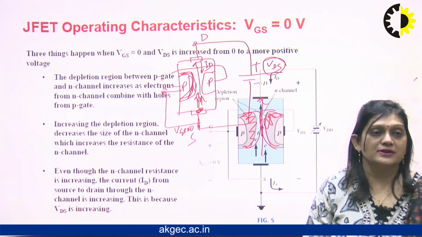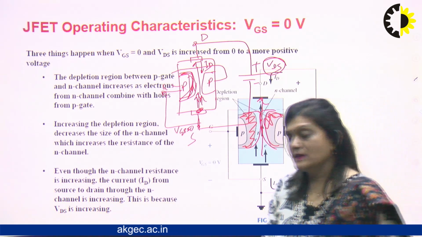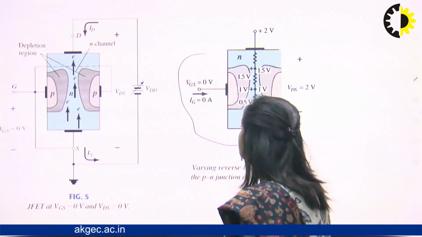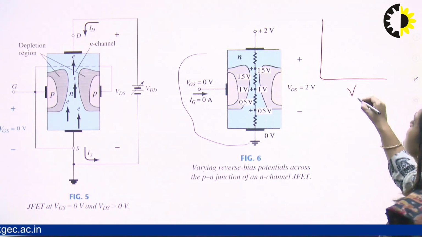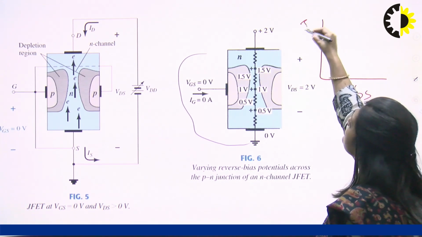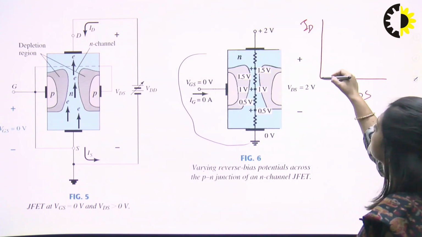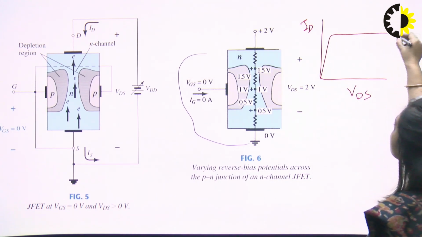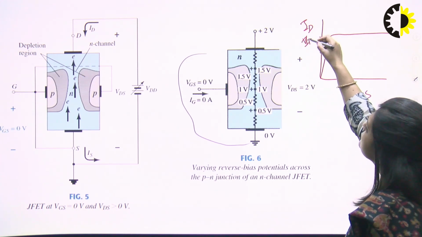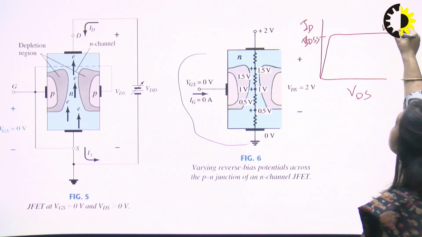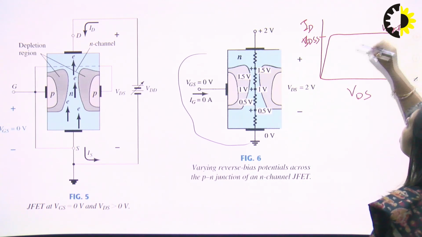So this graph will be like this: this is the VDS and this is the ID. We are continuously increasing the VDS. So this graph will be in this way. This current is called the IDSS, and this is the curve at VGS equal to 0.